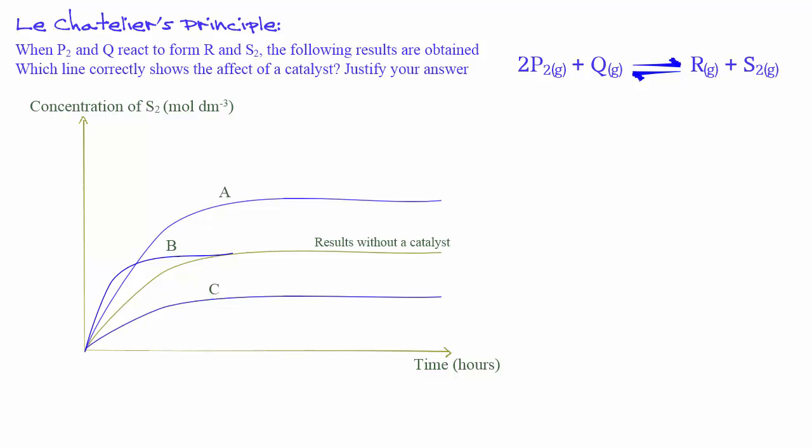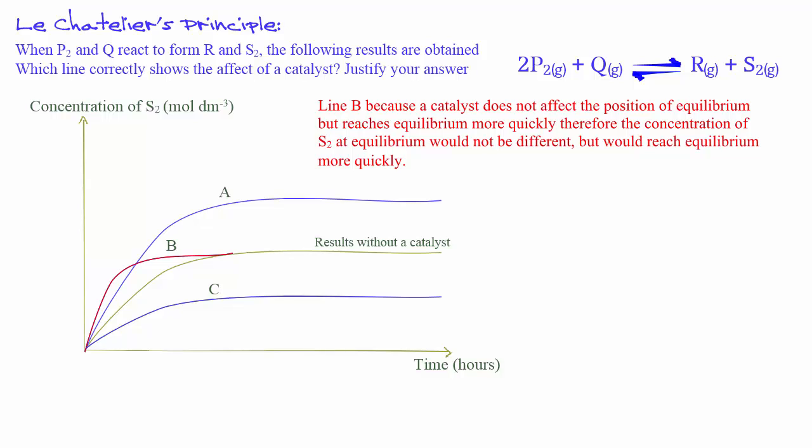Let's try another question. When P2 and Q react to form R and S2, here's a reaction shown. The following results are obtained. Which line correctly shows the effect of a catalyst? What you notice is it's S2 against time. Results without a catalyst is shown in that green line. You now have to ascertain which of these lines answers that question. Justify your answer. I'll give you a few seconds. Pause the video when you're ready.